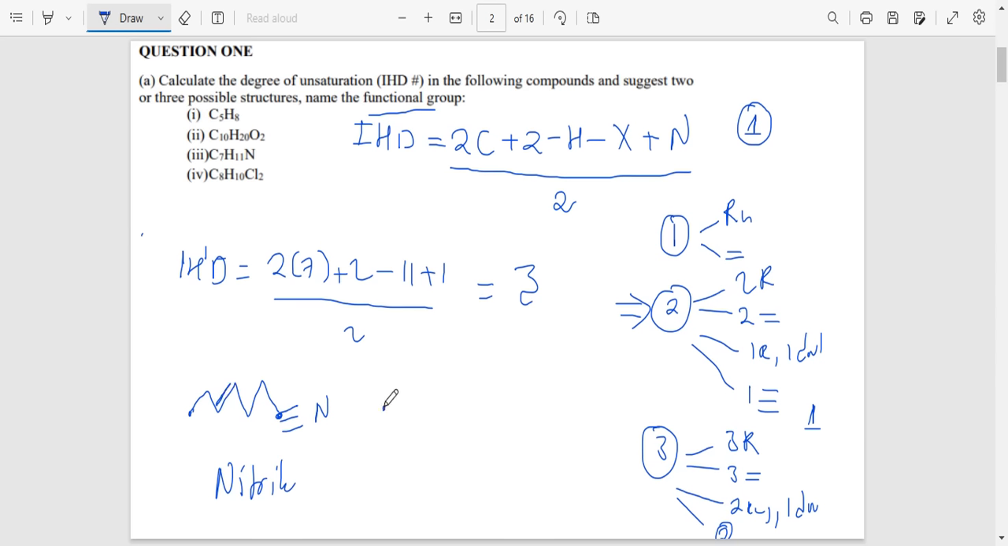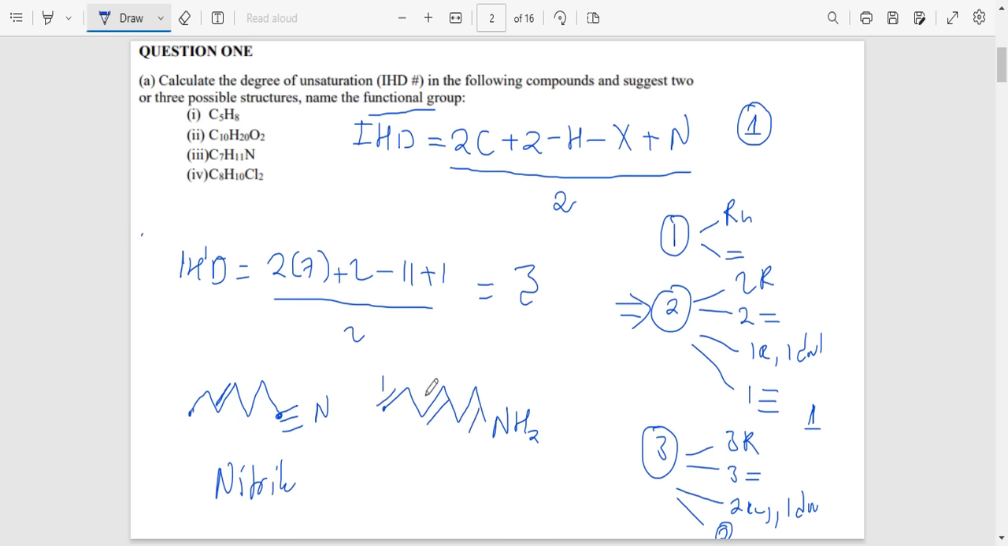Let's have again 7 carbons. 1, 2, 3, 4, 5, 6, 7. But I can have a nitrogen with two hydrogens like that. I have not put any double bond here, meaning that I have not used any IHD. Meaning in this molecule I can put any three double bonds. So I can put here, here, and here.